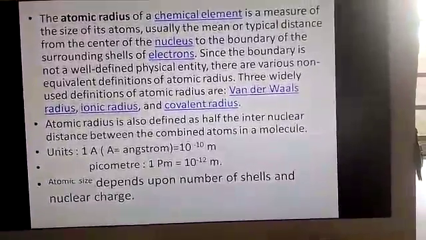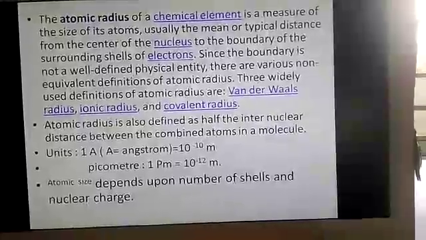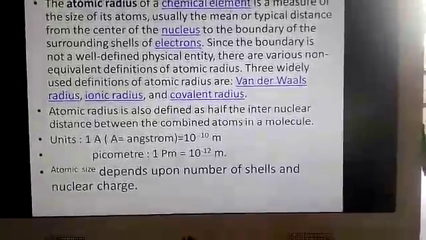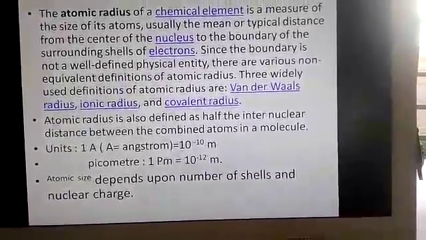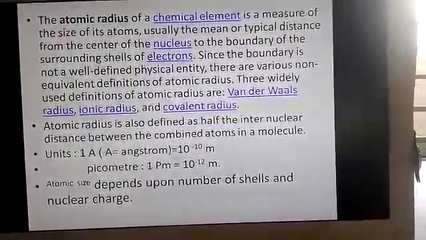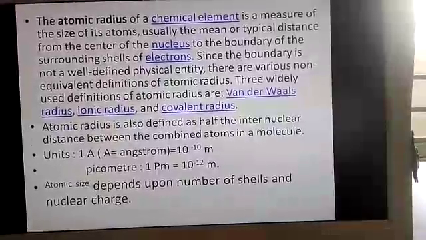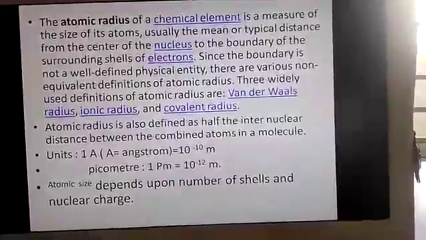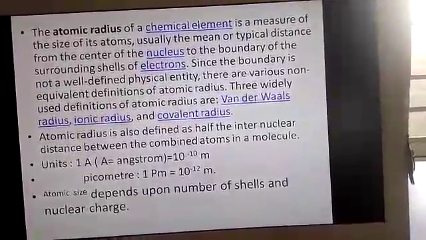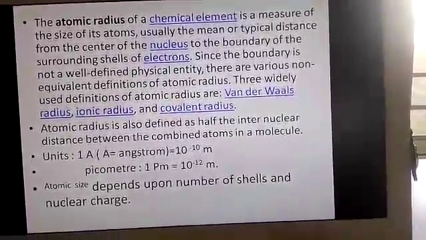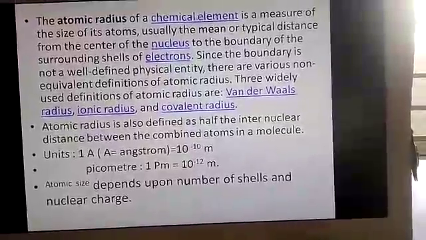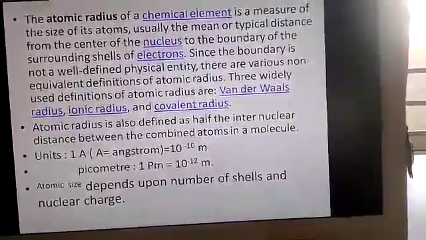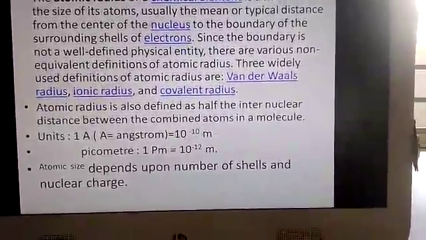Atomic radius is also defined as half of the internuclear distance between the combined atoms in a molecule. That means, in a molecule, if combined atoms are there, the internuclear distance is also measured as atomic radius.